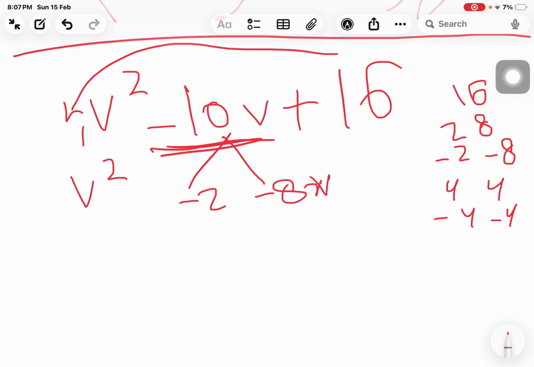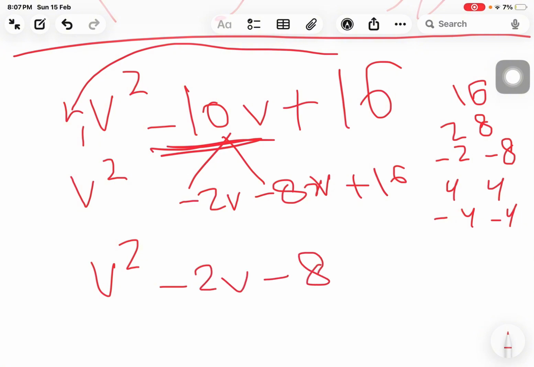Okay. And then, like always, rewrite the equation, v squared, just to be clean, to organize your work. I'll give you extra marks actually because you are so organized. It will give you an extra 1 mark because it's readable. v squared, take away 2v, take away 8v plus 16.